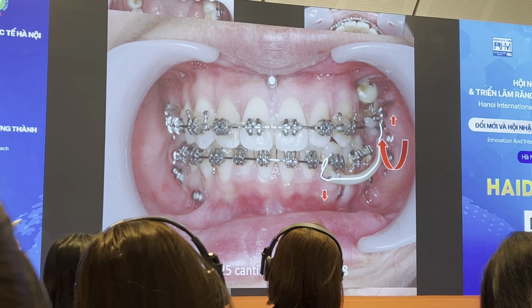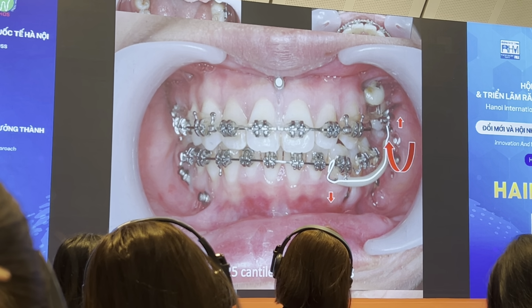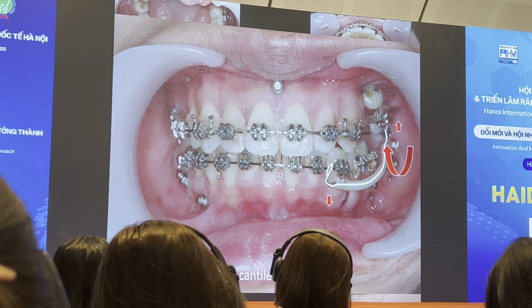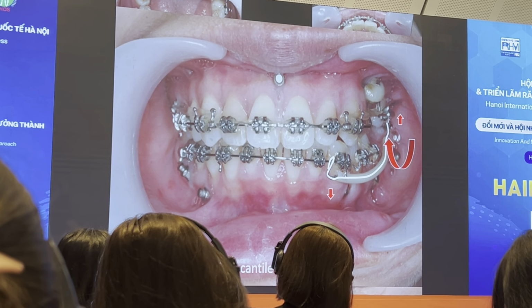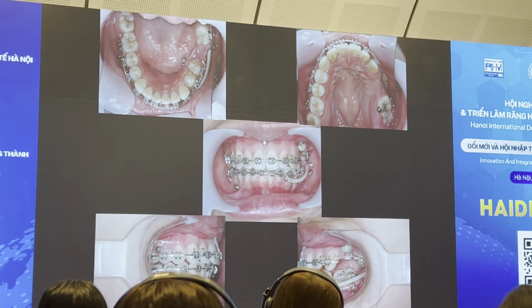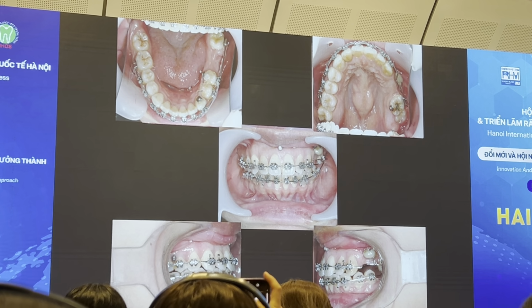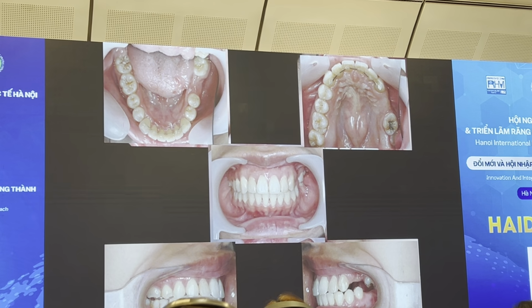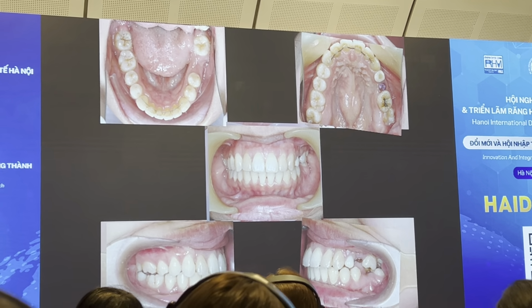And because the cantilever was quite long, the light force applied to extrude 3.8 and intrude the arch wire between 3.2 and 3.3 could produce a large moment, resulting in distal tipping of the 3.8. Now you can see the overjet and overbite were corrected, and the interocclusal space was open for tooth replacement. The case was debonded, and 2.4 and 2.5 implants were in place.